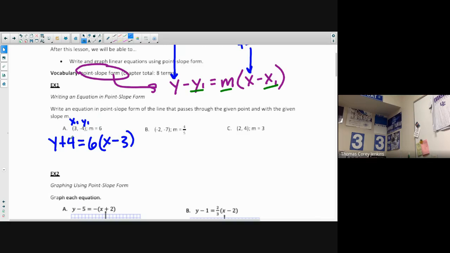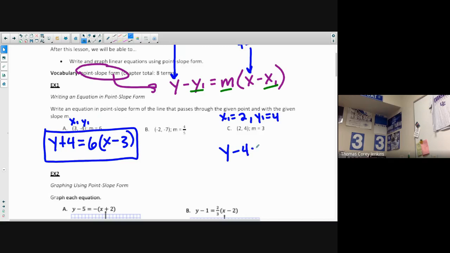And this looks very unsimplified, but this is point slope form, so we would be done in this case. That's a point slope form equation right there. All right, so let me do one more, maybe C. So we have x1 equals 2, y1 equals 4, and m equals 3. So we go y minus whatever y1 is, so that'd be 4, equals m, which is 3, times the quantity x minus whatever x1 is, so that'd be 2 in this case.